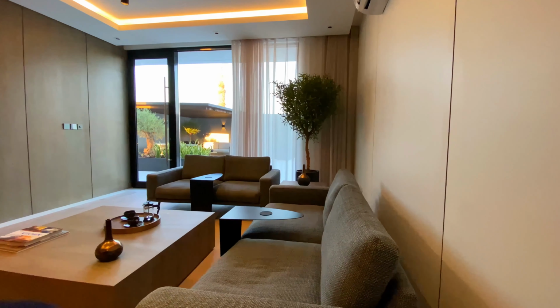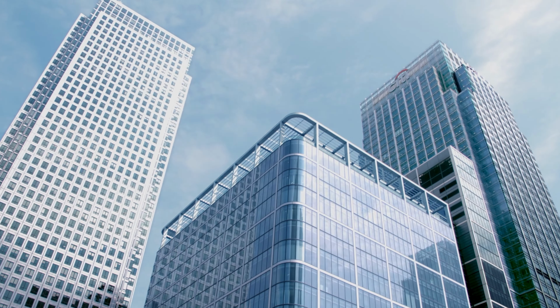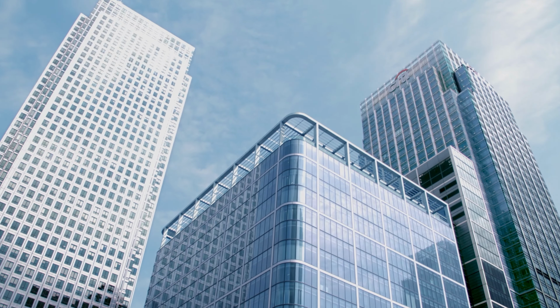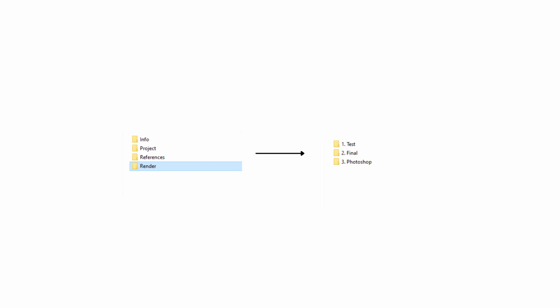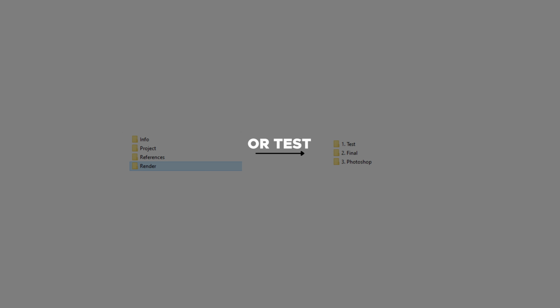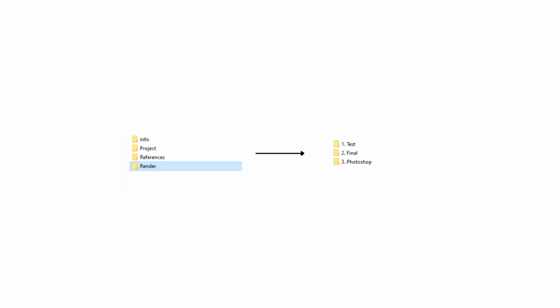References. Store all your reference images or any visual inspiration you're using for the project in this folder. Renders. This is where you save your rendered images. Create 3 subfolders here. Render for intermediate and test renders, final renders for the completed images, and Photoshop for any post-processed image. By organizing your project folder like this, you'll have everything related to your project in one easy-to-find place.